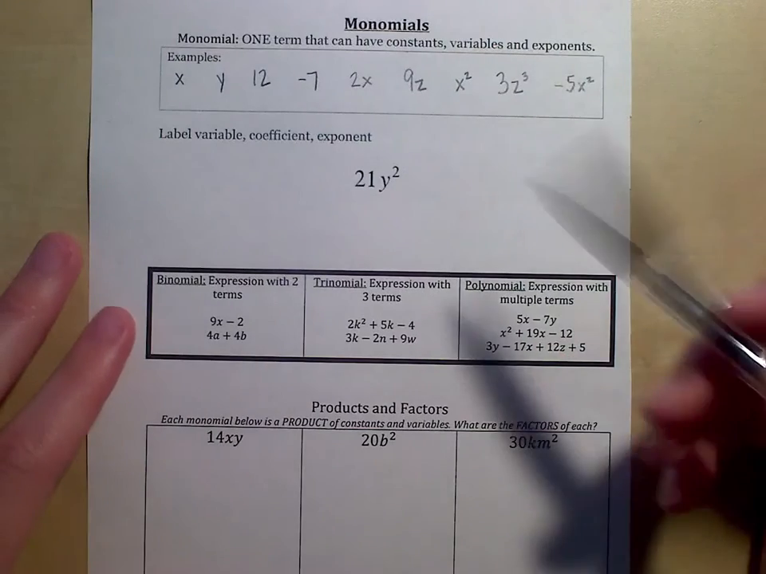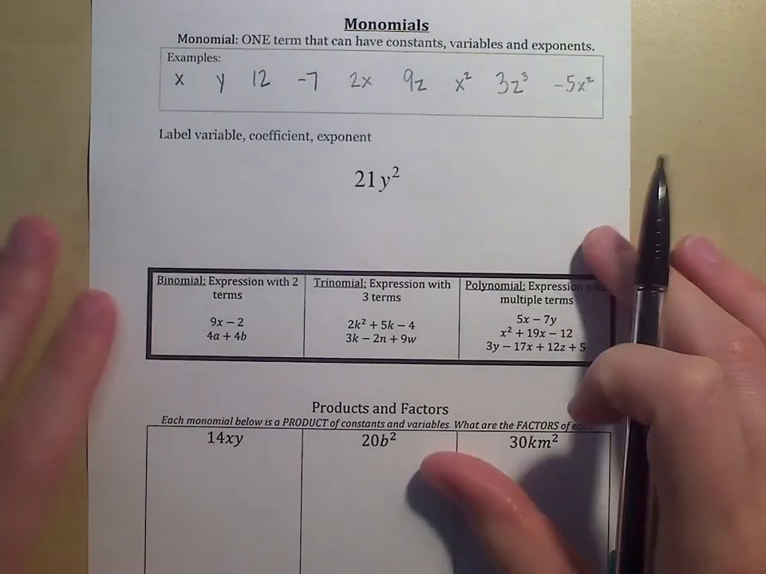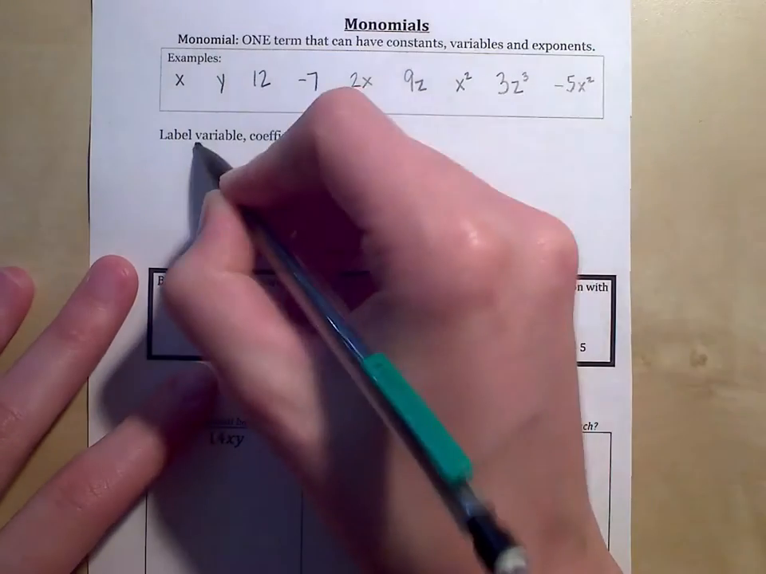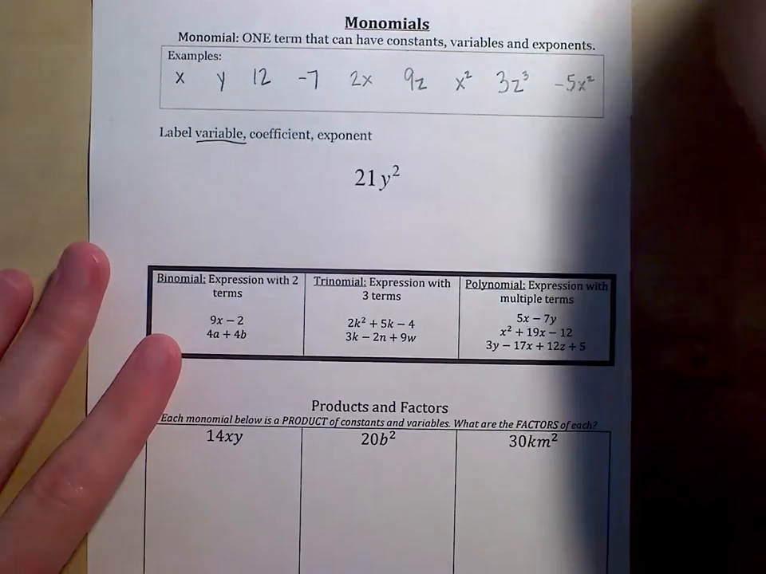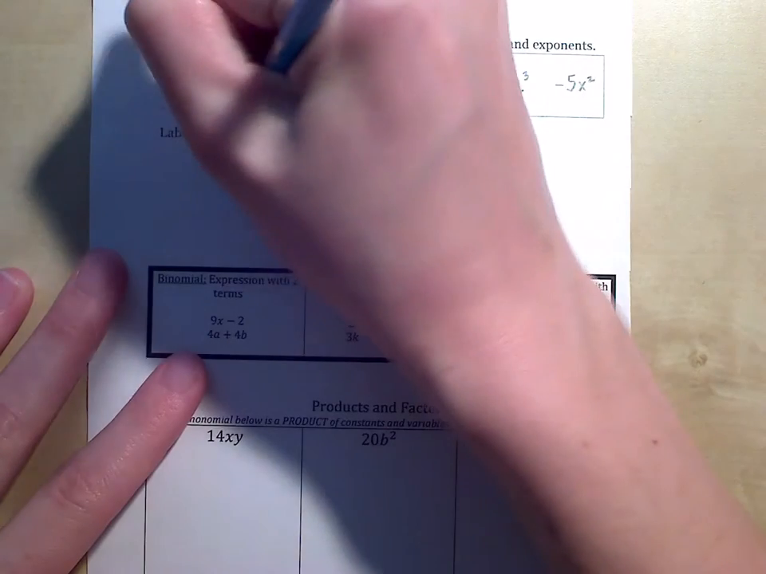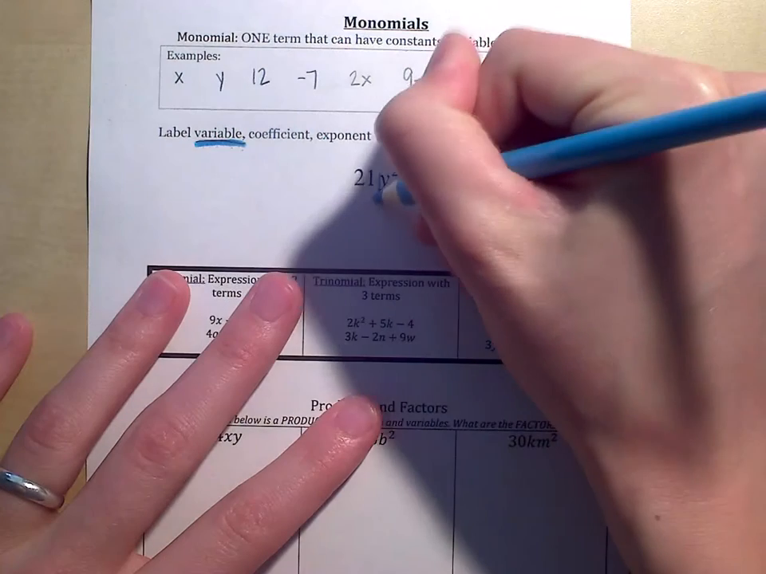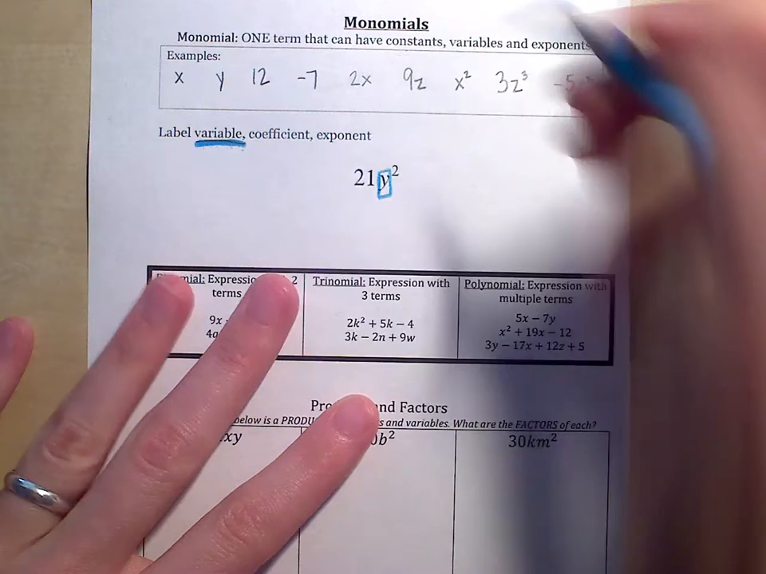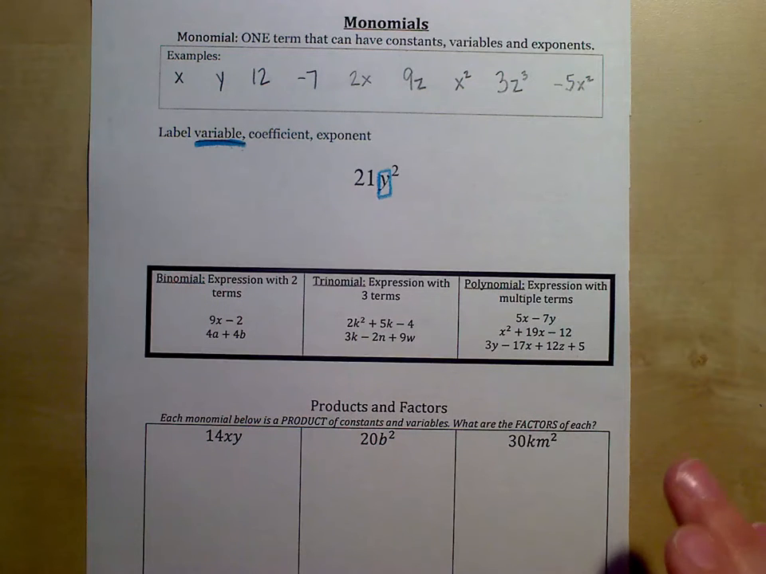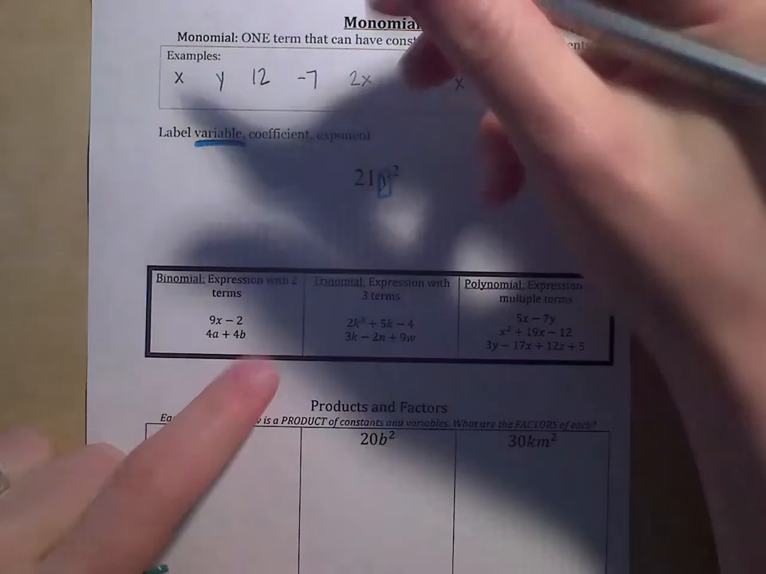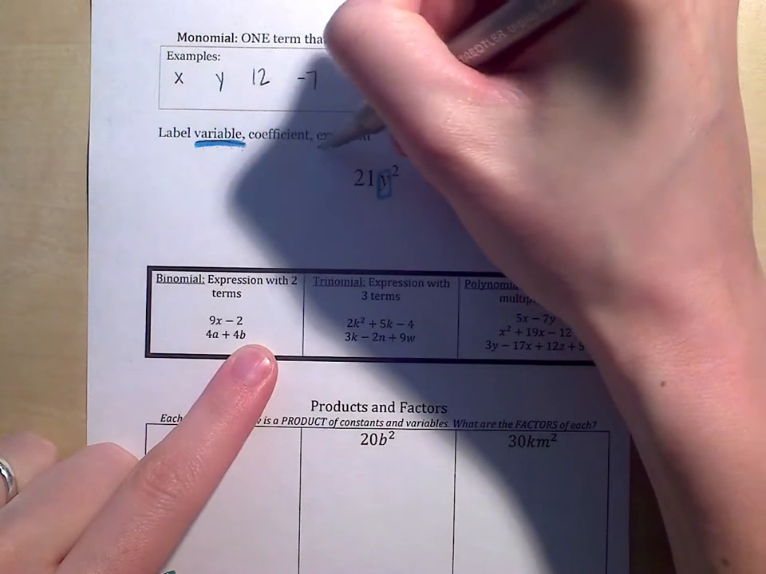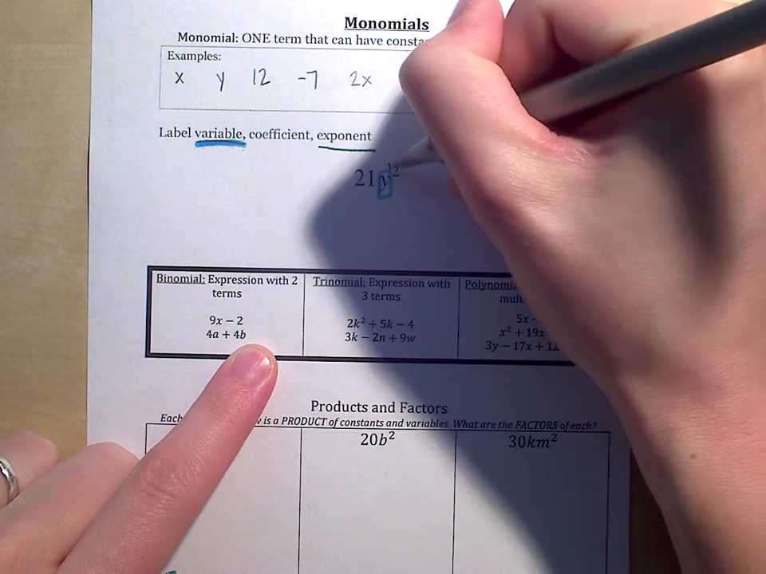Now, here's a monomial. Let's make sure we know the pieces. Label variable. Feel free to do this in color. I could underline the variable in blue, and I could box the variable in blue, because y is the variable here. Y is my unknown. Let me find another color. I'm going to go next to exponent. The exponent is this number here.